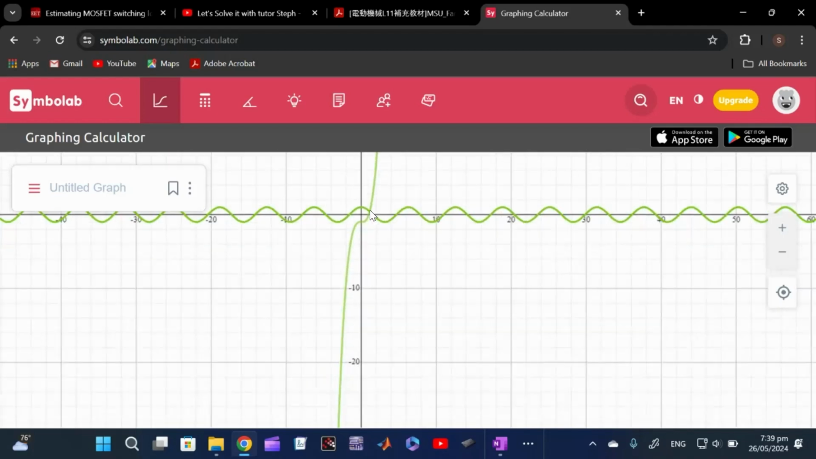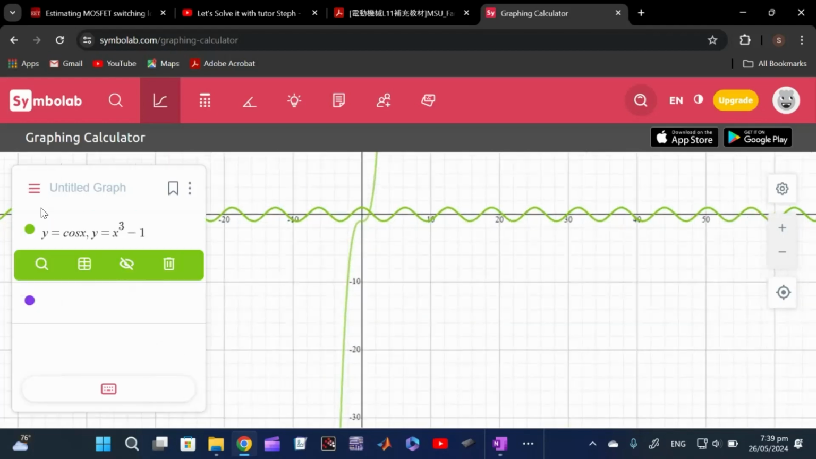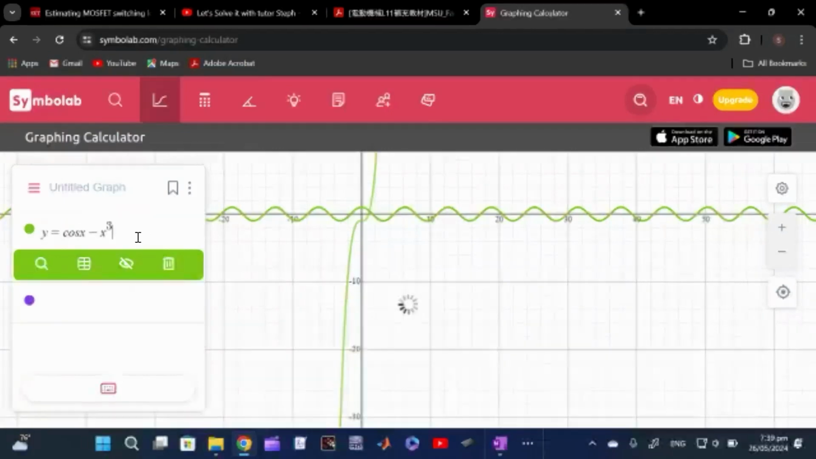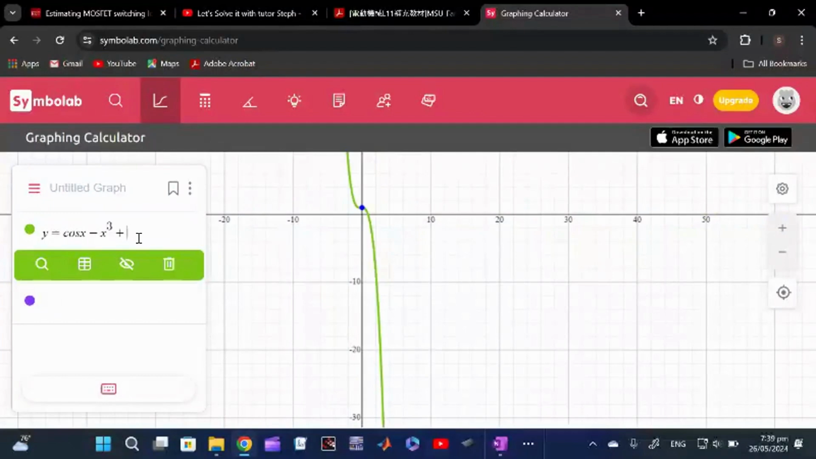Yes, sir. So if you want, you can sketch it on its own. We are given it as what? It was cos x minus x cubed. In fact, sketch just one function if you wish, plus 1.